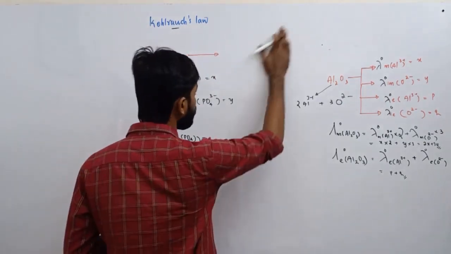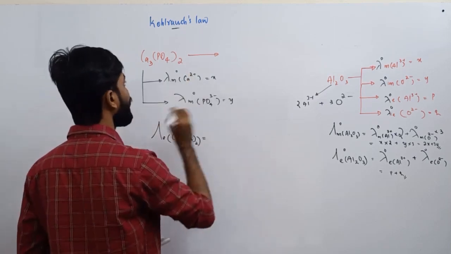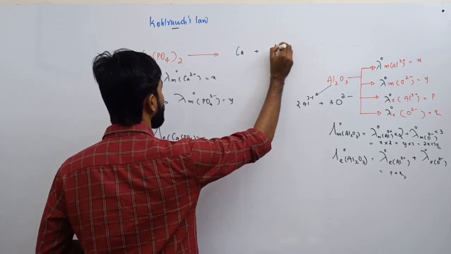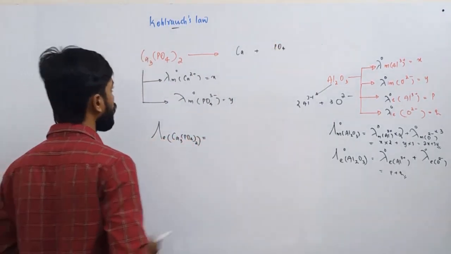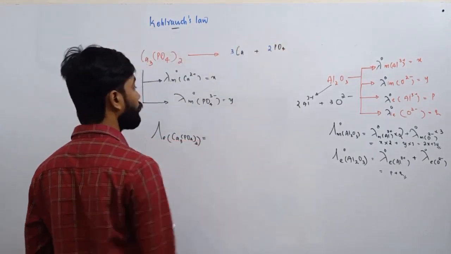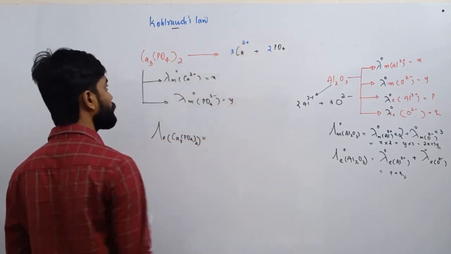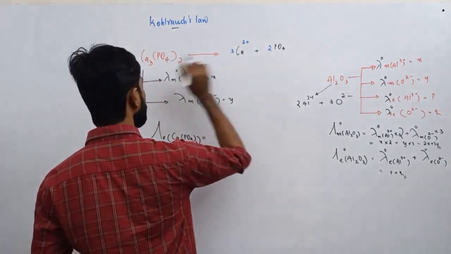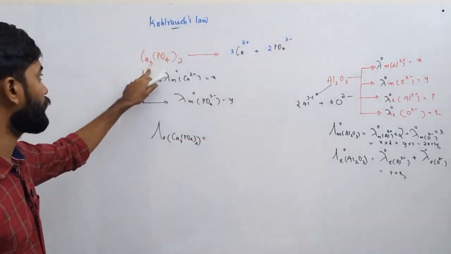Before the calculation, let me dissociate this electrolyte, okay? So Ca plus PO4, right? How much Ca? 3 Ca. How much PO4? 2 PO4. What is the valency of Ca? It is 2, 2 plus, because it is just at the bottom of your PO4. What is the valency of PO4? That is 3, 3 minus, because the valency of PO4 will be here, right?